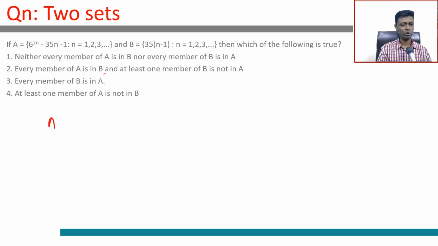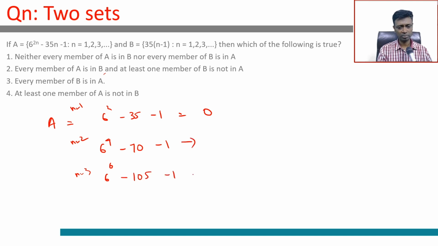Before we go further, I want to write down and see a few numbers. I want to put n equal to 1. So 6 square minus 35 minus 1, which is 0. We put n equal to 2. 6 power 4 minus 70 minus 1. N equal to 3. 6 power 6 minus 105 minus 1. There are going to be some numbers. I can already sense that A becomes larger and larger the more we put, because it goes 6 square, 6 power 4, 6 power 6, 6 power 8. A runs away from us, becomes bigger and bigger.